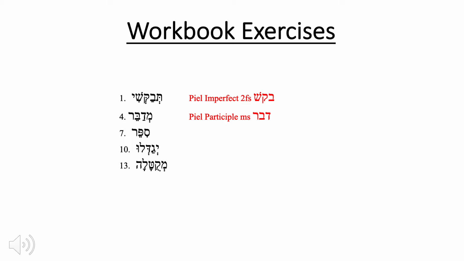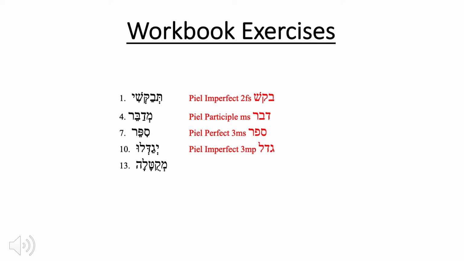What about number 7? Number 7 is a straightforward PL perfect, third masculine singular. What about number 10? Number 10 is also a PL. We have the shva underneath the yod, the patak underneath the gimel, and the dalet has the dagesh. This is a PL imperfect third masculine plural, since we have the yod prefix and the shuric suffix.